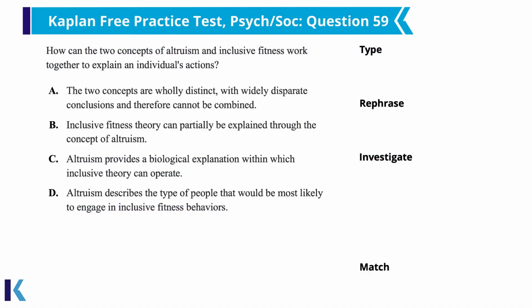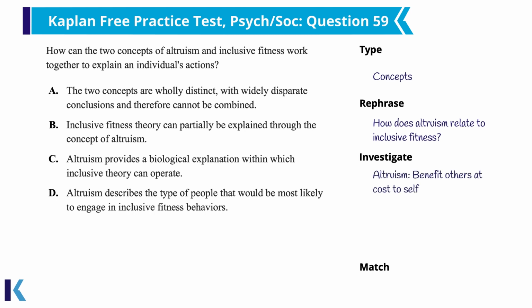I know the Psych-Soc section likes testing concepts, and this question gives us two to work out: altruism and inclusive fitness. Specifically, it's asking me how the two concepts are related. Going back to my content knowledge, I know altruism is when an individual does something to benefit another at a cost to the individual. One of the most generic examples of this is a monkey screaming to the rest of its friends when a predator is nearby.